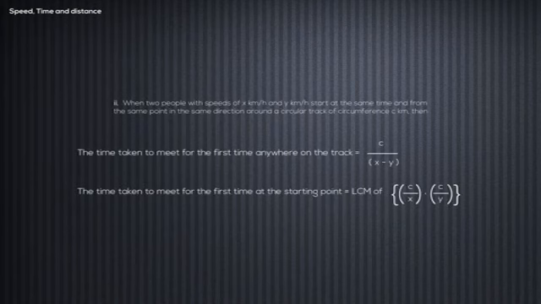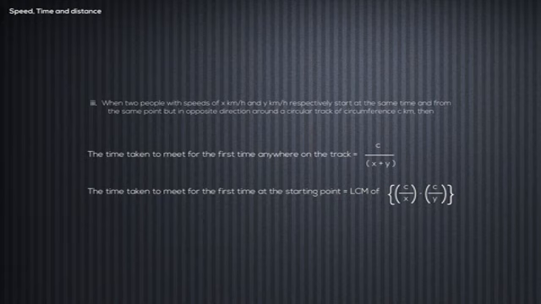When two people with speeds of x km per hour and y km per hour start at the same time and from the same point in the same direction around a circular track of circumference c kilometers, then the time taken to meet for the first time anywhere on the track is given by c divided by x minus y, and the time taken to meet for the first time at the starting point is given by LCM of c by x and c by y.